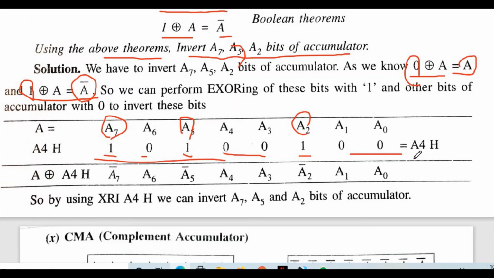So this is about the logical instructions to perform ANDing, ORing and XORing in the 8085 microprocessor. In the next class we will do other logical instructions like complement accumulator and rotating the contents of the accumulator from left to right and right to left, with carry and without carry.